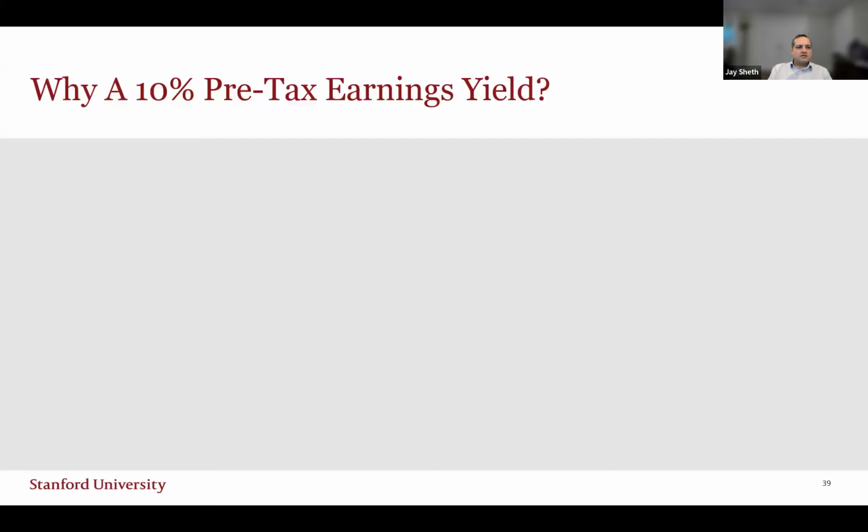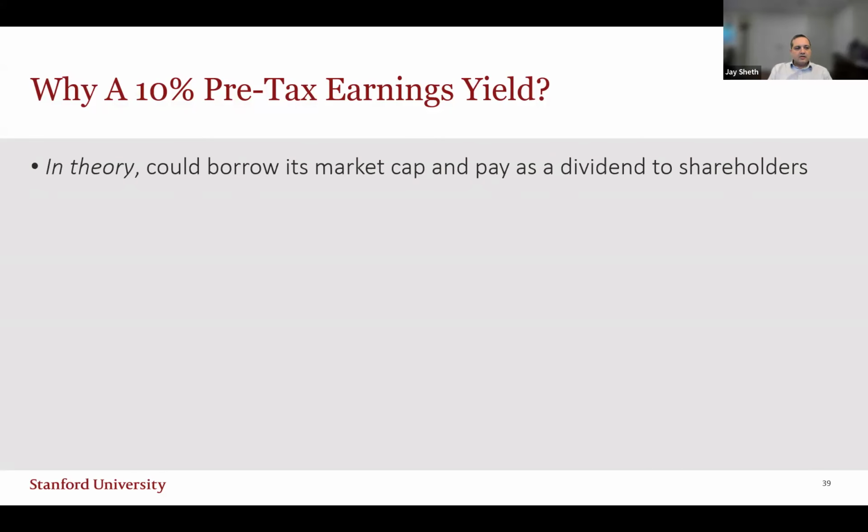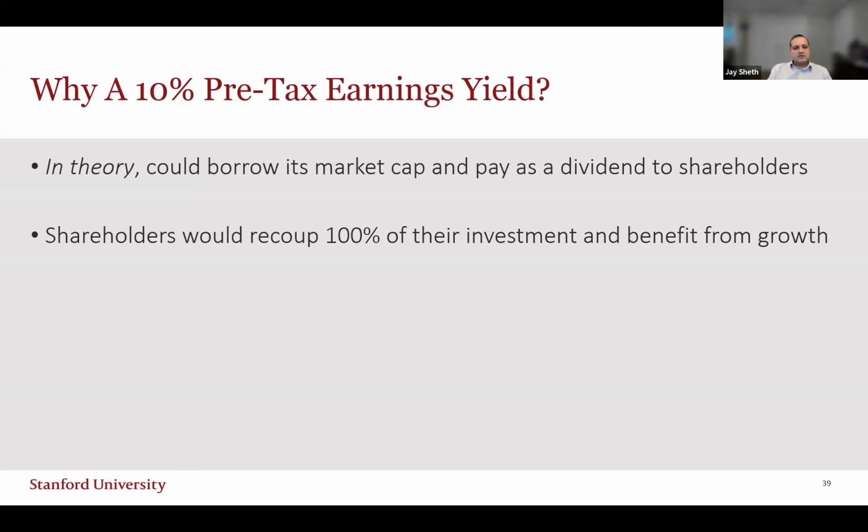So why does he want a 10% pre-tax yield, right? In theory, if the stock was trading at that level, you could borrow that market cap and pay it out as a dividend to shareholders, assuming interest rates were 10% or less, right? So shareholders would recoup 100% of their investment and still basically own the business, still benefit from future growth.